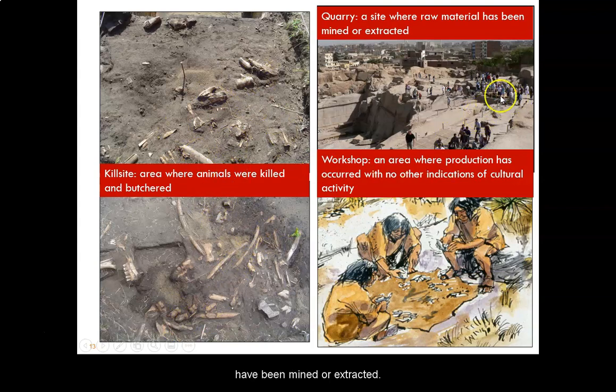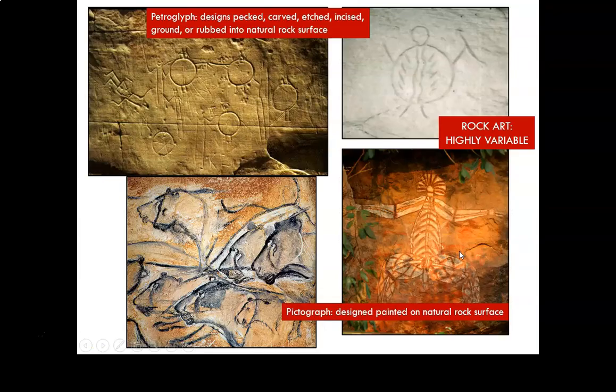We can have quarry sites where raw materials have been mined or extracted. This is a very famous site in Egypt where a stone obelisk was being extracted from the stone quarry, but the workers, for whatever reason, never completed the project. We can have workshops. I've already mentioned these areas where production has occurred. And we usually distinguish workshops from a campsite or a homestead site because there's no other indication of cultural activity. So in this image here, we have a bunch of individuals making stone tools, and the only activity that they're engaged in here is stone tool production.